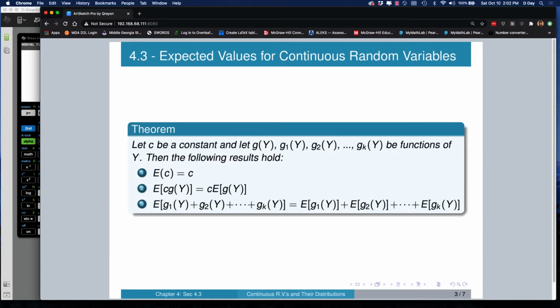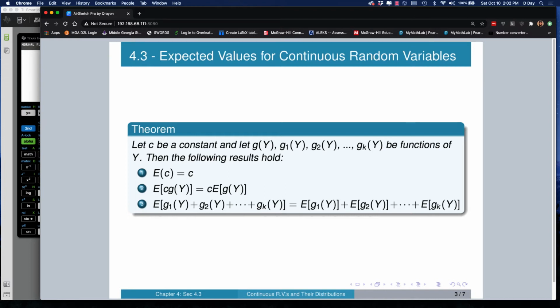A few other theorems take place here, just like they did in the other chapter. If c is a constant and we have the following functions, g of y, g sub 1 of y, g sub 2 of y, through g sub k of y, then the following results hold. This is very similar to some of the properties we saw with taking the expected value in the discrete chapter. So the expected value of a constant is just that constant. You won't get anything different. The expected value of a constant times another function g of y is just equal to pulling that constant out times the expected value of g of y.